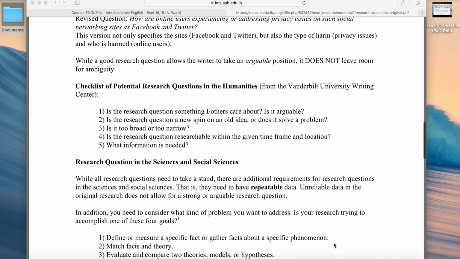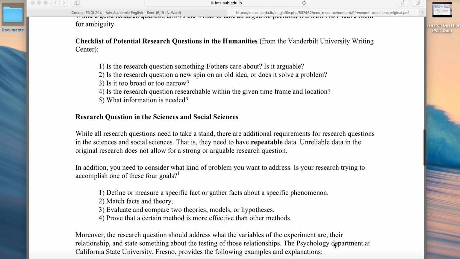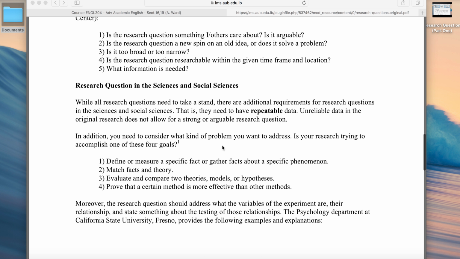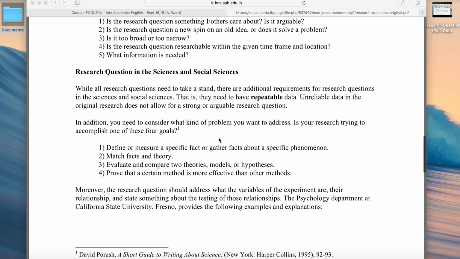So in research questions in the sciences and social sciences, while all research questions need to take a stand, there are additional requirements for research questions in the sciences because they need to have repeatable data. So in addition, you need to consider what kind of problem you want to address. Is your research trying to accomplish one of these 4 goals: define or measure a specific fact or gather facts about a specific phenomenon, match facts and theory, evaluate and compare 2 theories, models, or hypotheses, prove that a certain method is more effective than other methods? So those apply to the sciences and the social sciences.